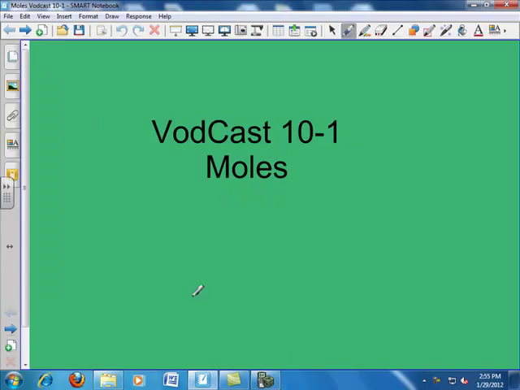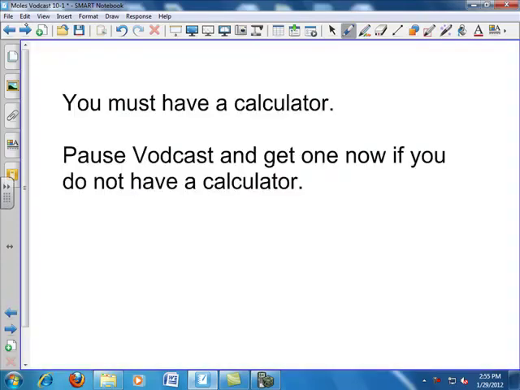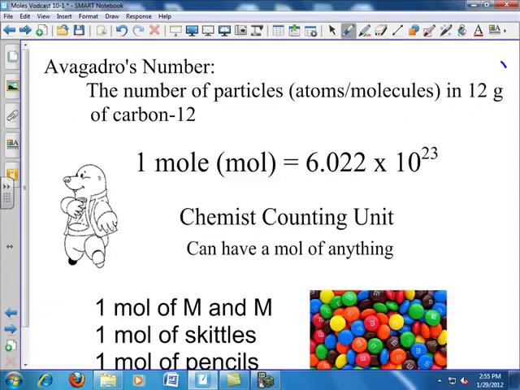Okay, this VodCast that we're starting with this particular chapter is VodCast 10-1, and this is the start of moles. This particular chapter is more of a background chapter to help us in the future. What we're going to learn to do in this chapter is count atoms and do a lot of the basic math that we're going to need for the future. In this chapter, you must have a calculator. So if you do not have one, pause and get a calculator now.